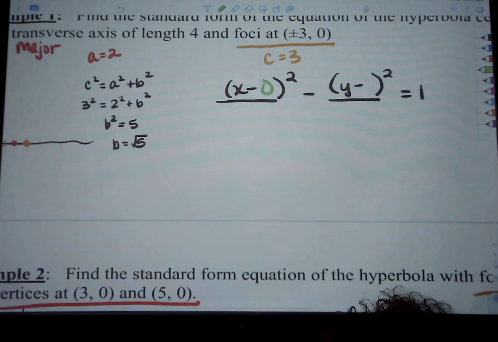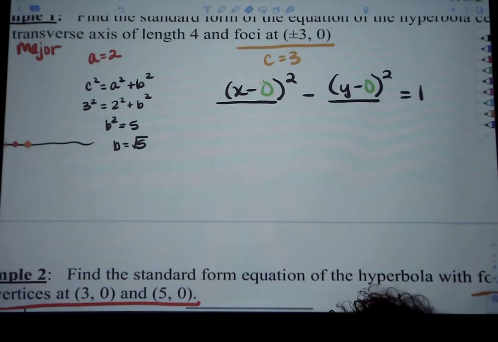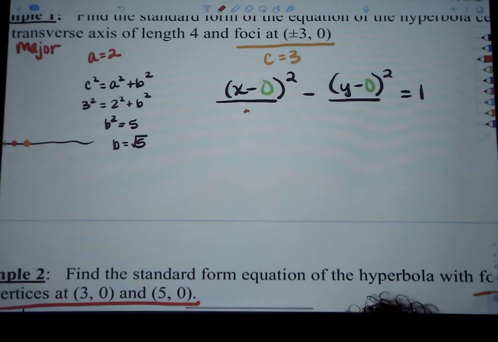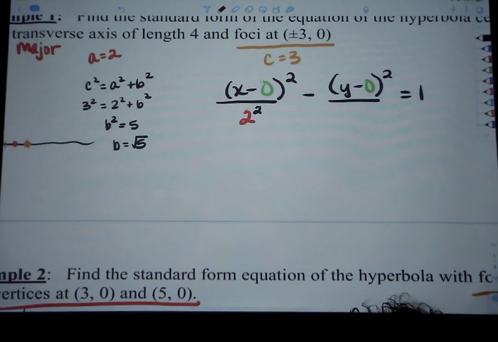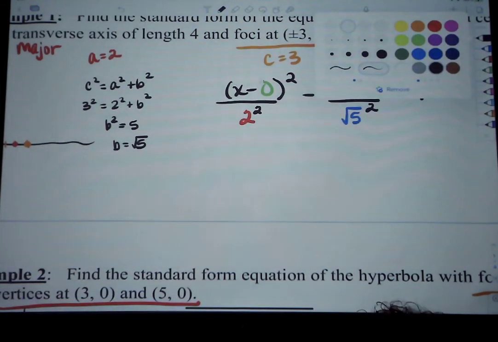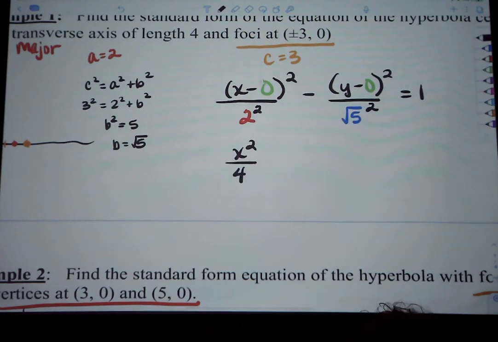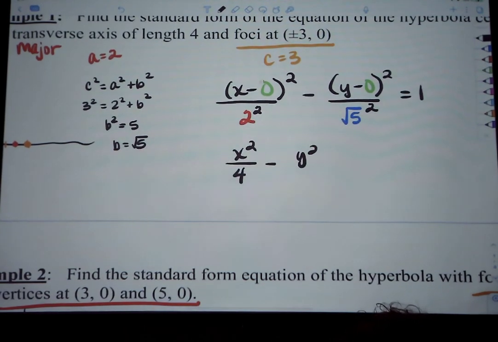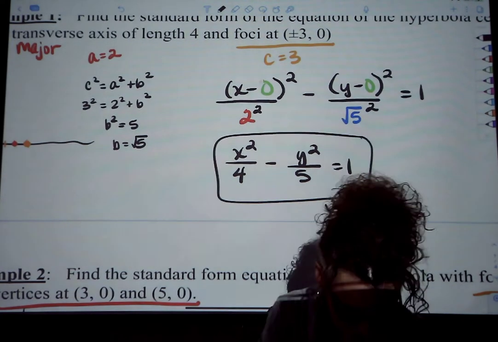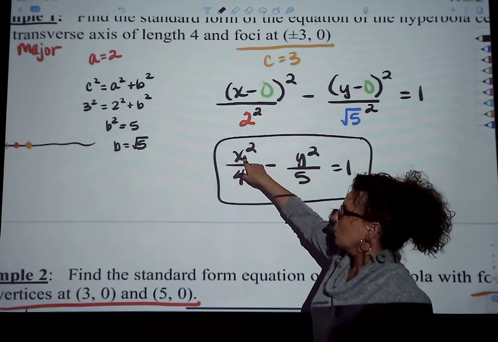Center was at 0, 0. A, major axis, A was 2. B was radical 5. Positive one, orientation.